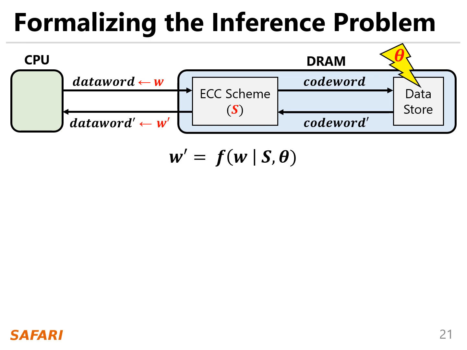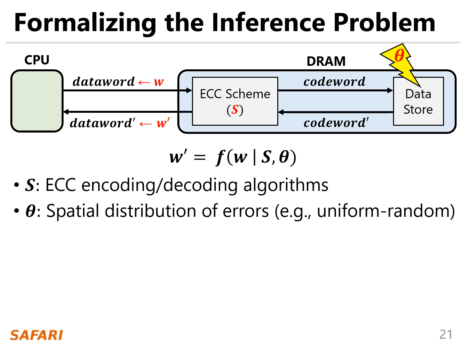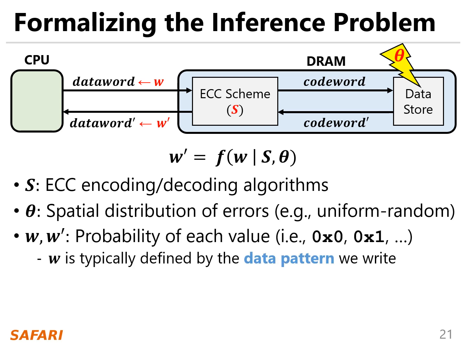I've reproduced the equation here for reference, and now I'm going to talk in a little more detail about what each of these variables represent. So we start with S, which represents the ECC scheme, but more specifically it represents the ECC encoding and decoding algorithms. So essentially the transformations from data word to code word and code word prime to data word prime. Theta represents the spatial distribution of errors, and if we're considering data retention errors, for example, we might use a uniform random distribution. But if we're considering a more complex error mechanism, we may also have to consider a more complex spatial distribution. Finally, W and W prime are the probability that the data word and data word prime are equal to any of the values they can take on.